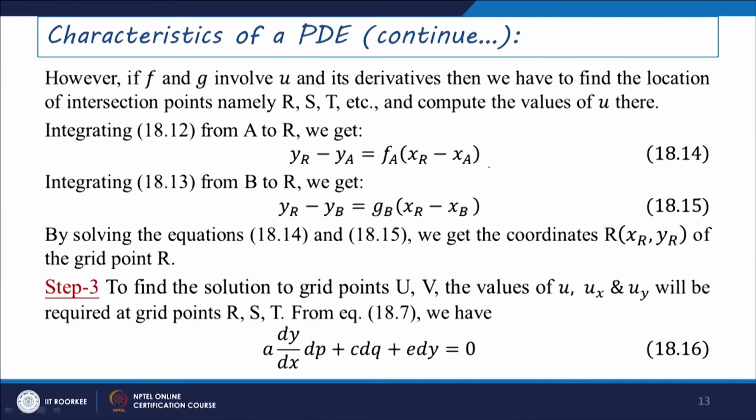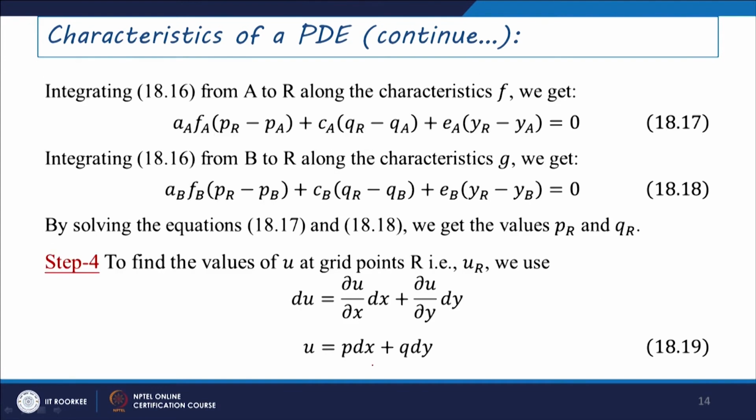To find the solution at the grid points, the values of u, p and q will be required at the grid points like R, S, T. So for that we solve these equations, in the form of a dy by dx dp plus c dq plus e dy equals 0. If we go for the integration of equation 18.16, a dy by dx is defined as the function f. So it can be taken as fa, and the integration range is varying dp, that is why we have considered pr minus pa.